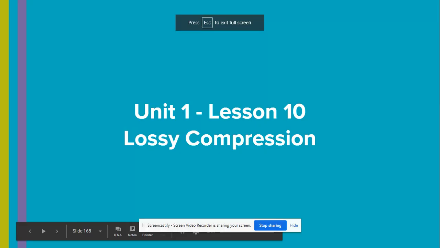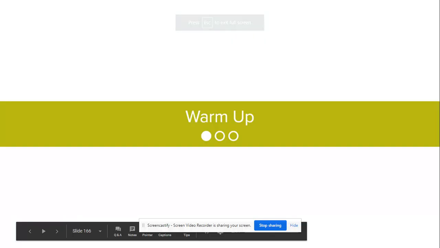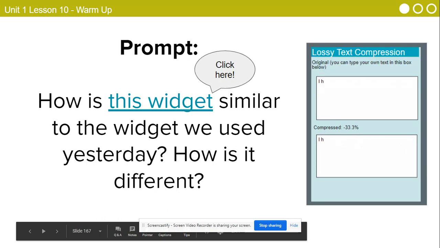Okay, so we are going to talk about lossy compression today in 10. So here's my question for you. This is the widget over here with lossy compression, and we have it going through. You notice lossless compression we did yesterday, right? And so it compressed, and we were able to make it smaller. And so that's what's running over here. Notice it's getting compressed as we go through.